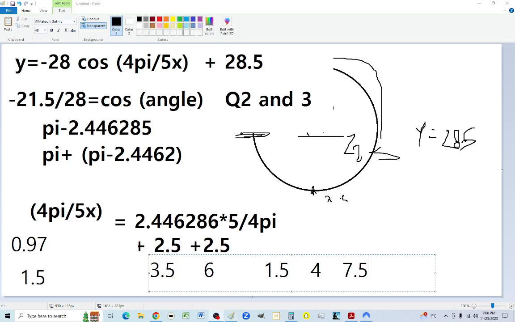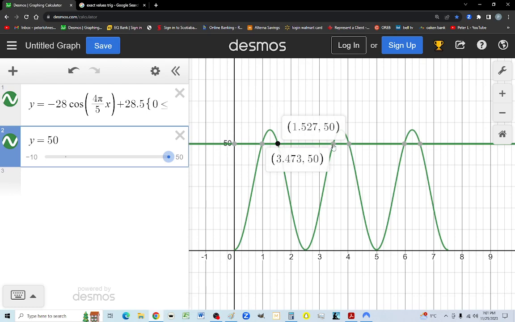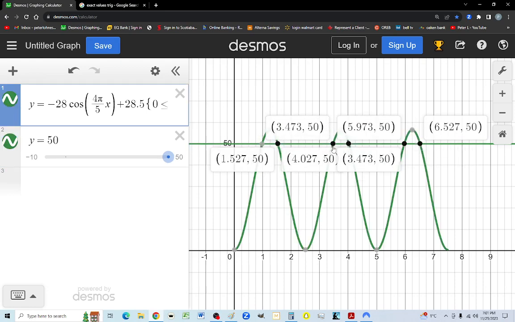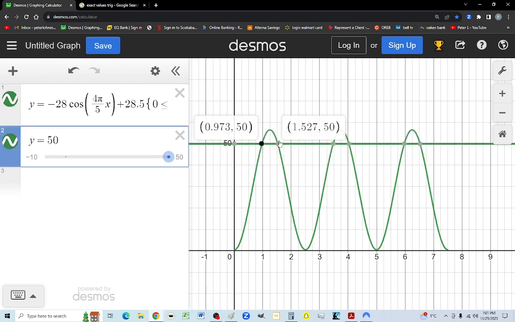Now we're going to go back and see if that's true. Sure enough, 0.973 is when it's on the way up, 1.527 on the way down, and then you add 2.5 to it each time to get the other 2 points. So you can see that method works. To find future periods, you just add a period to whatever you found in the first two. Just remember there's always two angles, one on the way up, one on the way down.